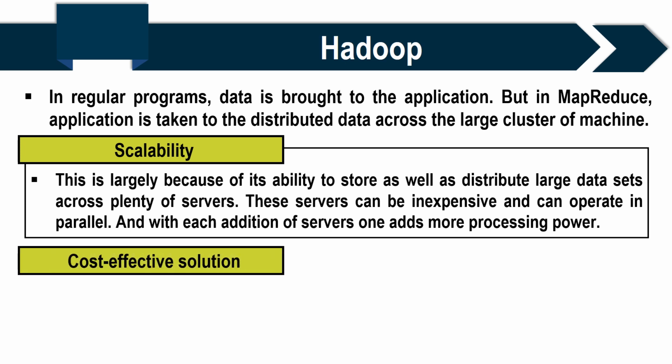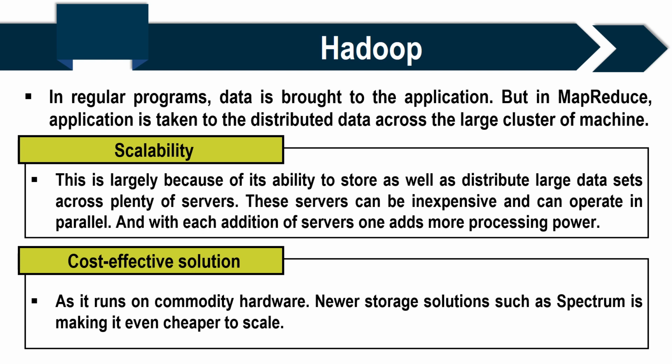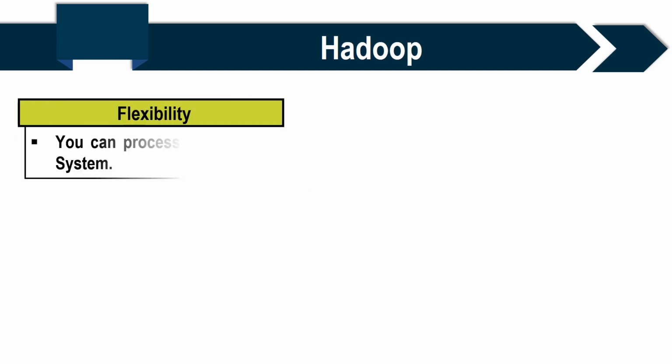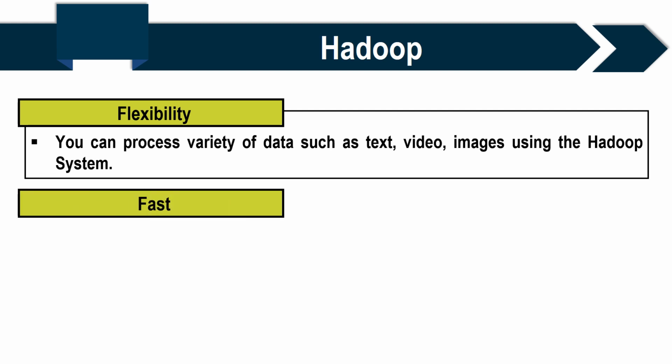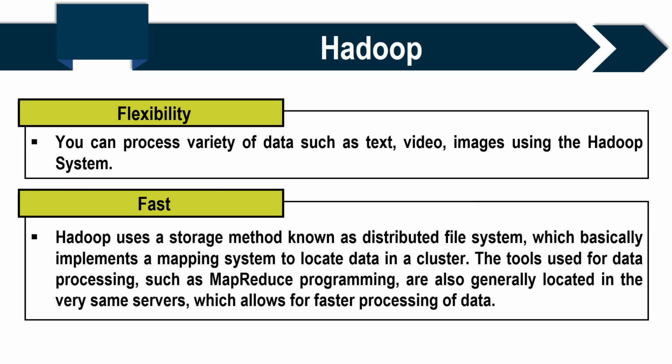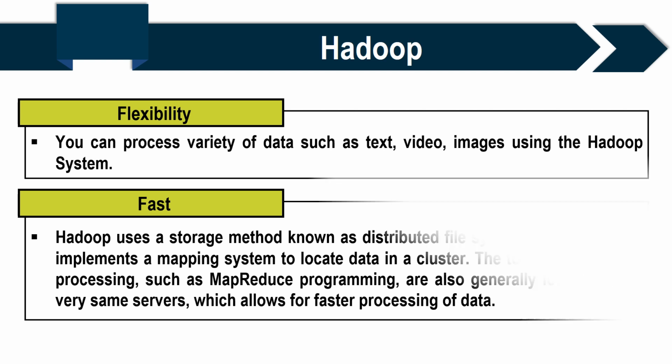It is a cost-effective solution because the whole system is running on commodity hardware. It is flexible because you can process a variety of data, including images, video data, as well as structured data. It is fast. Hadoop uses a storage which is infinitely scalable and uses a programming model called MapReduce. The combination of these two provides fast processing of the data because you can perform parallel operations across a number of nodes.